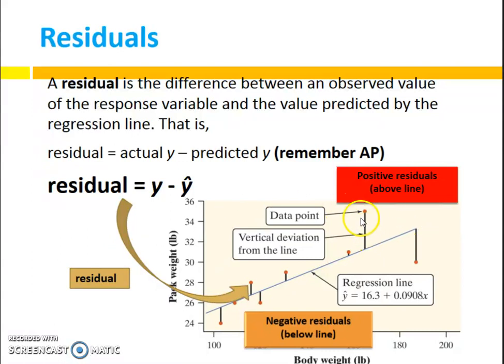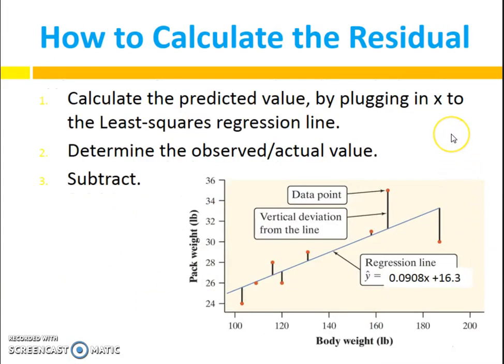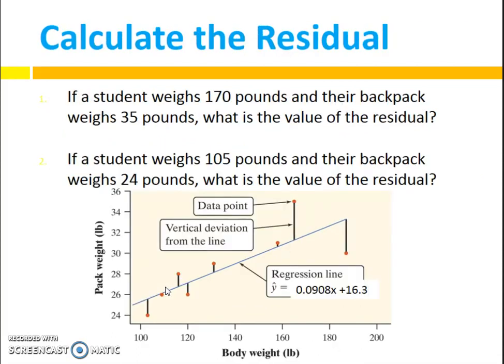So some values will have positive residuals if it's above the line. Actual is greater than the predicted. Some values will have negative residuals if it's below the line. The actual is less than what we predicted. So if you wanted to calculate one, you plug that x value into the least squares regression line, figure out what was the actual observed, and then you just subtract. All right, so it's just a subtraction.